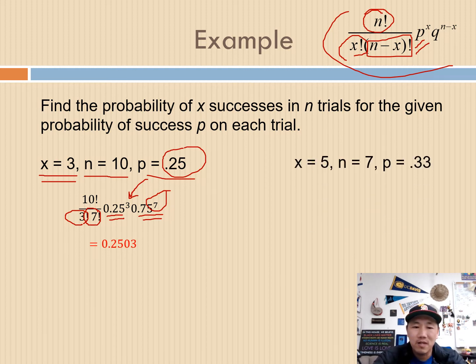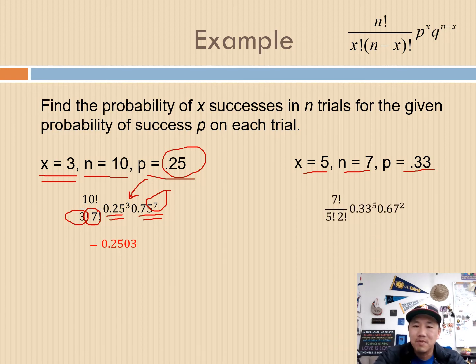All right, let's try another one of those. Just using the formula, plugging it into certain parts to get the right answer. X is 5, that's the number of successes. N is 7, the total number of trials. And then P is the probability of success. And plug it all in. There's the 7. There's the successful trials. That means 2 of them must be failures because there's a total of 7.